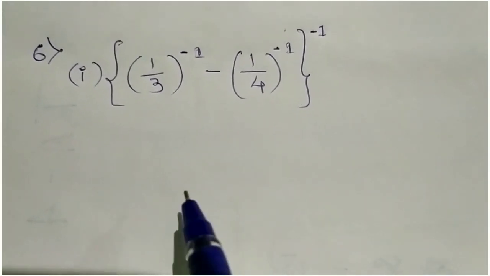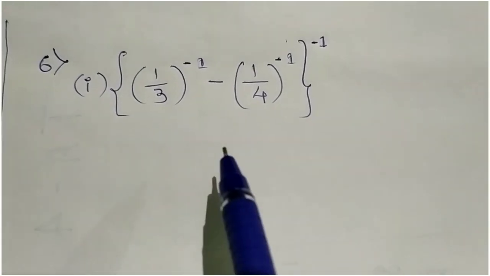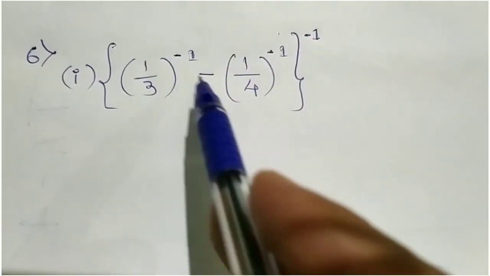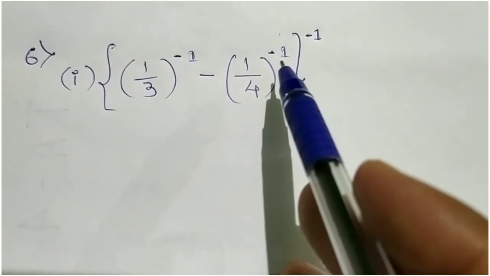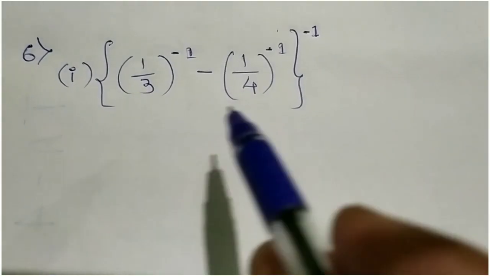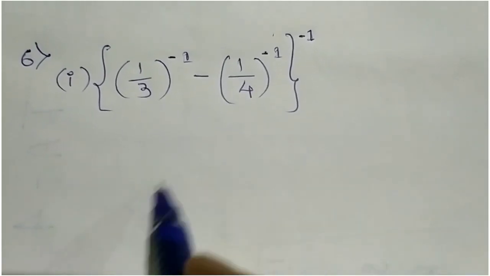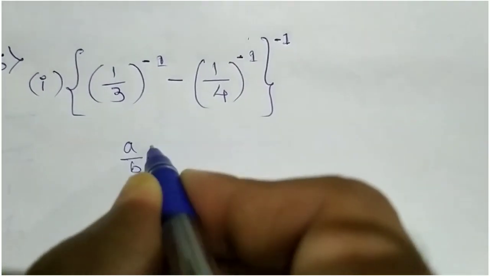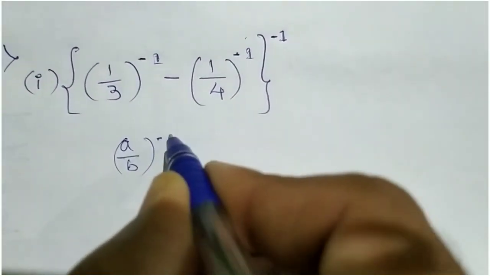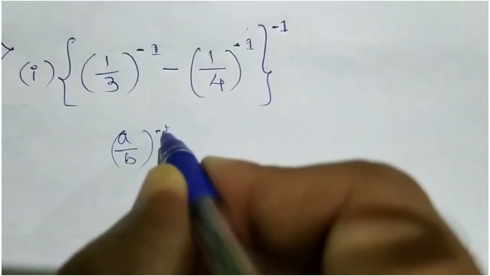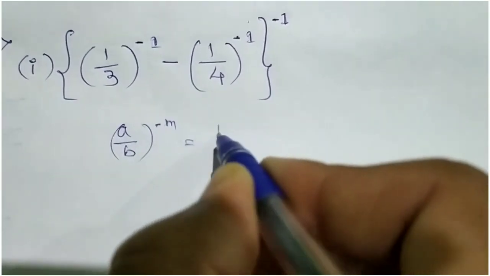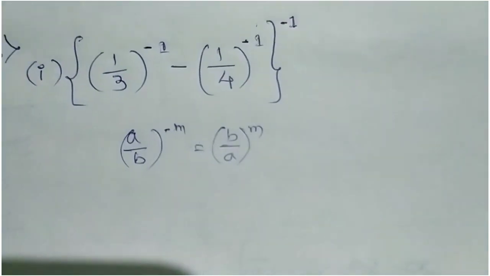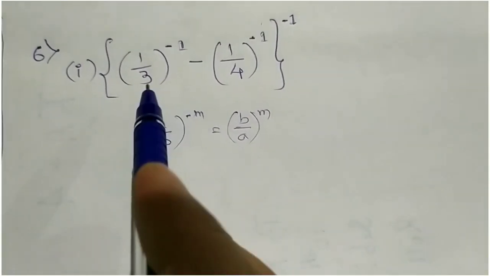Now solving the sixth problem. In that, first one, second one is for your practice. First one I will solve here. So here they given (1 by 3) whole power minus 1 minus (1 by 4) whole power minus 1, and the whole power of the problem is minus 1. Okay, so using the identity, that is (a by b) whole power minus m gives us (b by a) whole power m. Okay, so using this identity we have to solve this one.